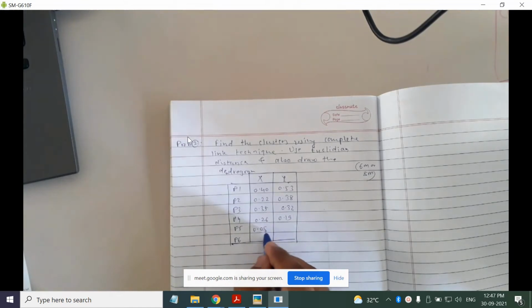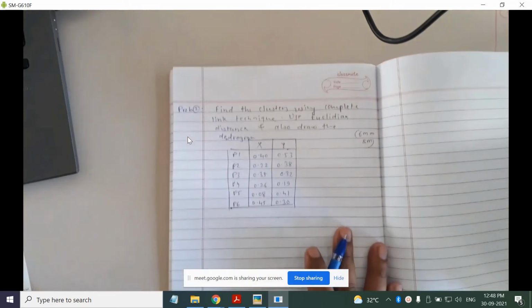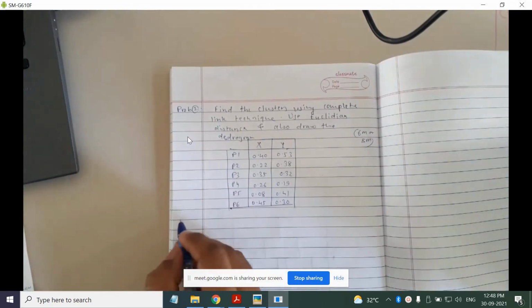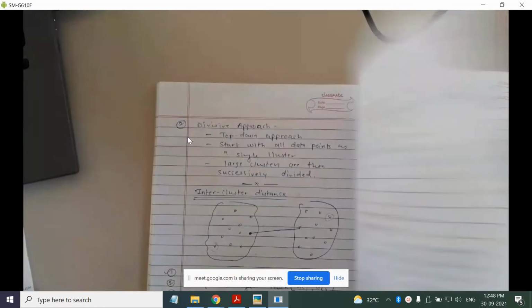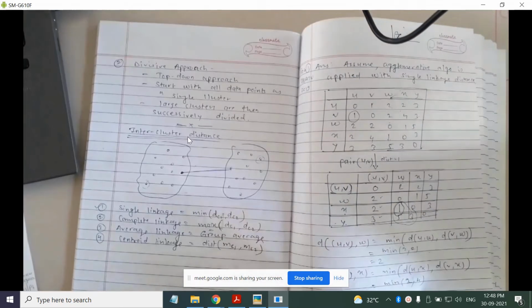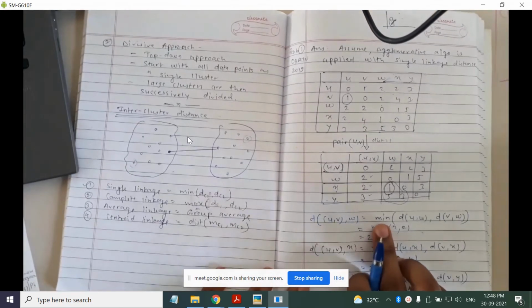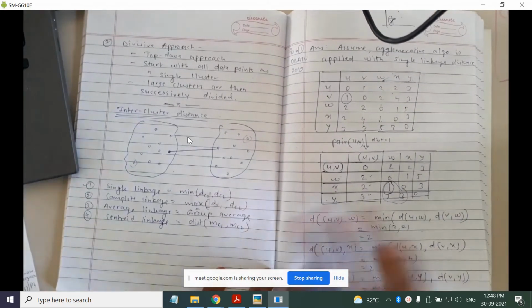One step is extra. Okay, so these data points are given. Let us solve this problem. Pay attention. If you have not got the first problem, the only change is that we are using max instead of this. The rest of the thing will remain the same. Pay attention.